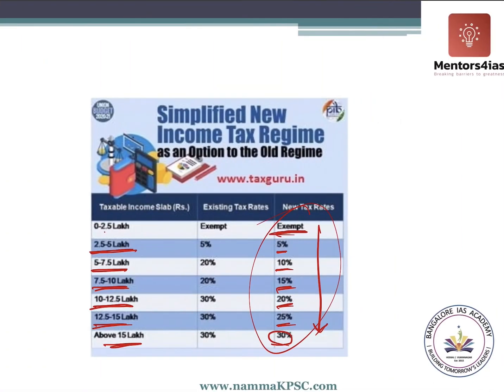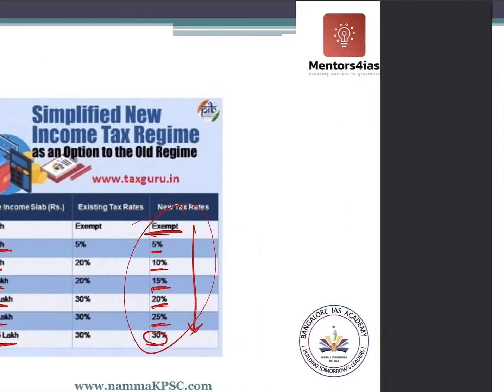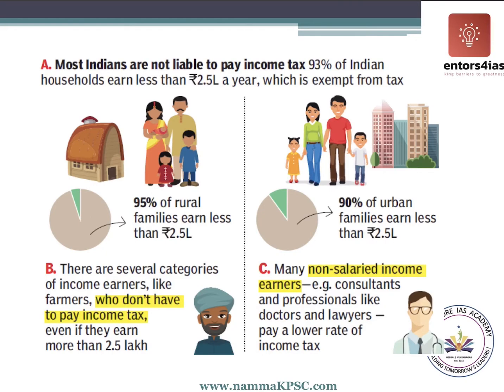So having understood progressive taxes, now let's try to understand the features of India's tax, income tax at least. Here, the majority of Indians are not liable to pay income tax in India. Almost 93% of Indians don't pay income tax because their annual income is less than 2.5 lakh. So that means India has a very narrow tax base in terms of income tax.